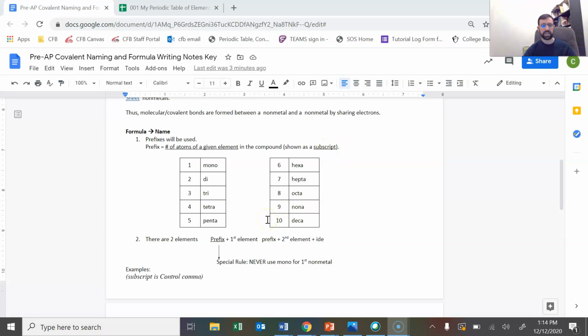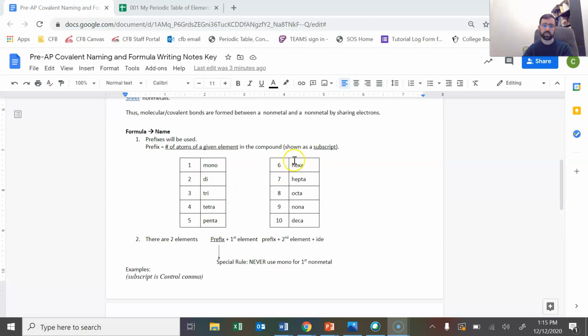We're going to look through some examples, but an example would be something like H2O. Well, let's use one that's a little less common. So maybe CO2, that's carbon dioxide. That O2 tells us there are 2 oxygen atoms. So CO2 would be carbon, 1 carbon, and then dioxide, there's 2 oxygens. We'll go through several examples to go through these rules, okay? But the prefixes are going to be used to tell us the number of atoms of a given element in the compound, which is shown as a subscript in the formula.